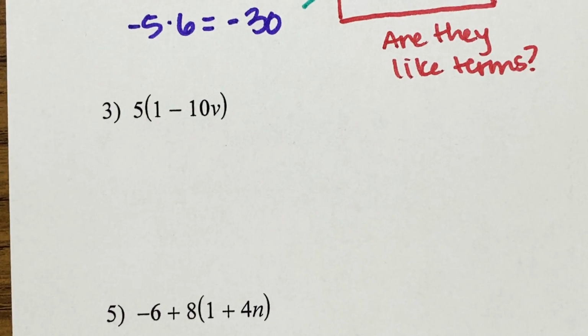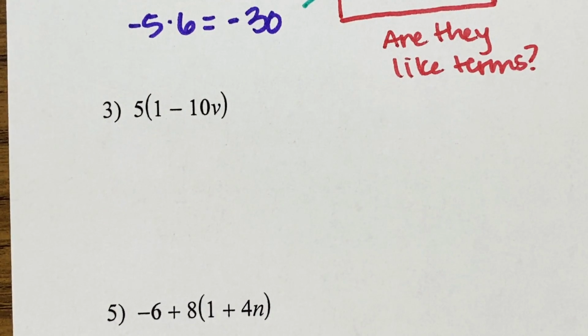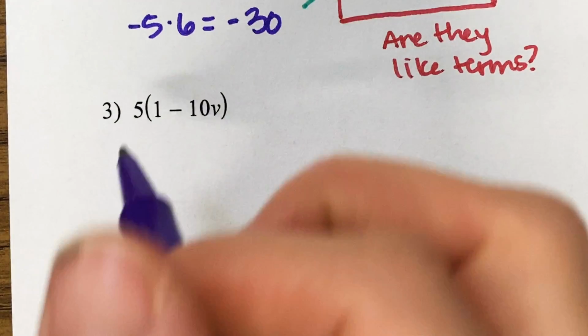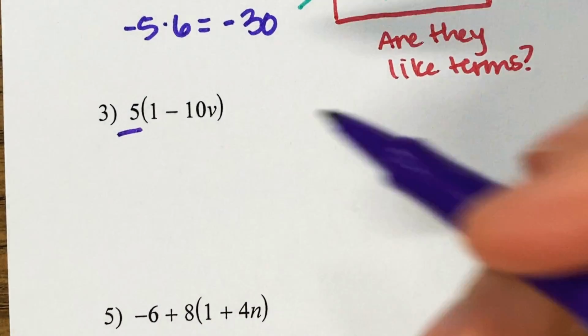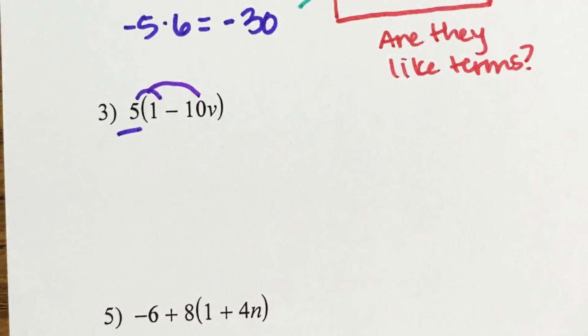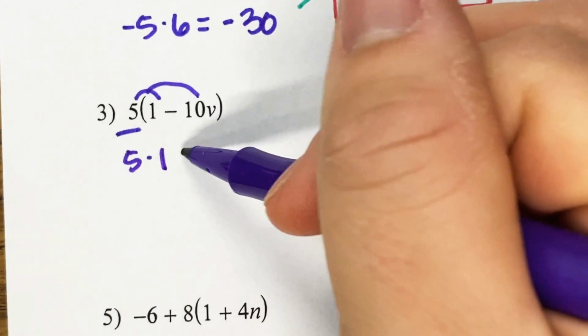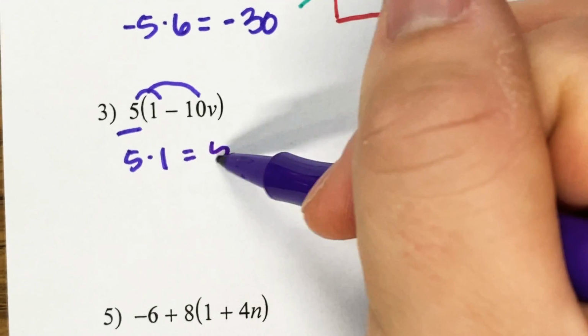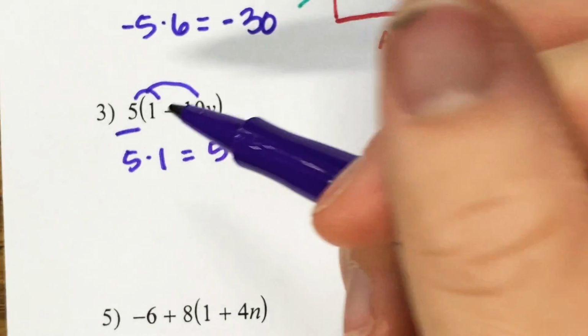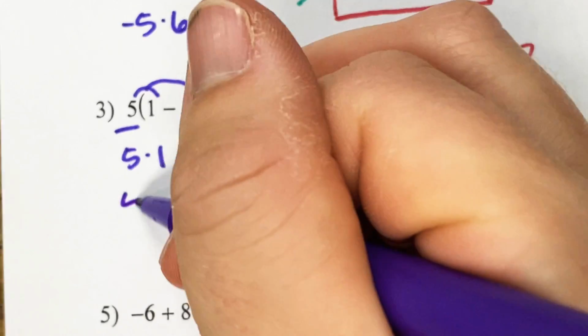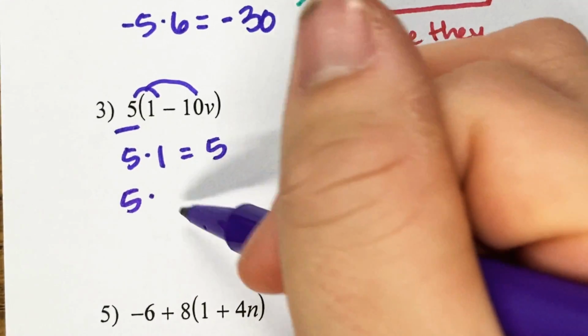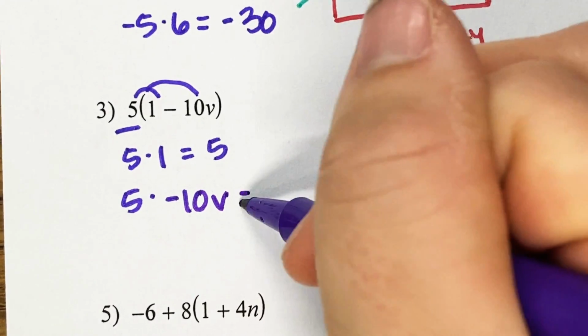So same thing, we'll find your parentheses and then find the number that's right in front of the parentheses. What is the number that's right in front that is going to be distributed? That's going to be positive 5 again. Okay, so we have 5 times both things inside. Okay, so 5 times 1 is just going to give me 5. And then we have 5 times negative 10v. Negative 10v.